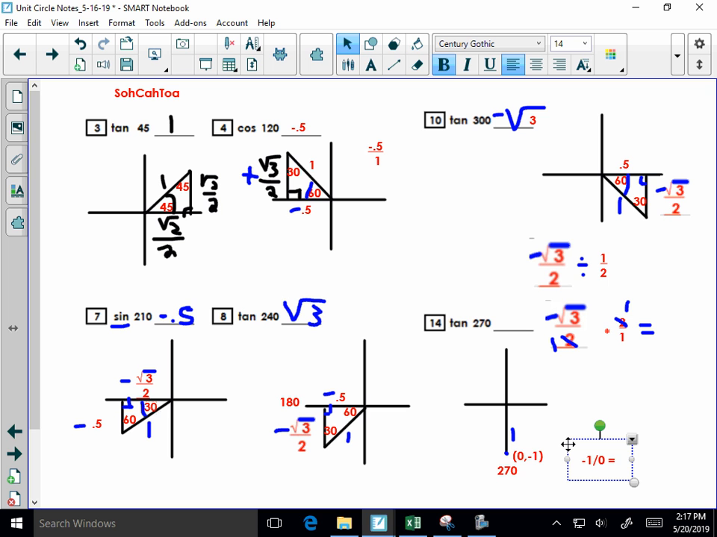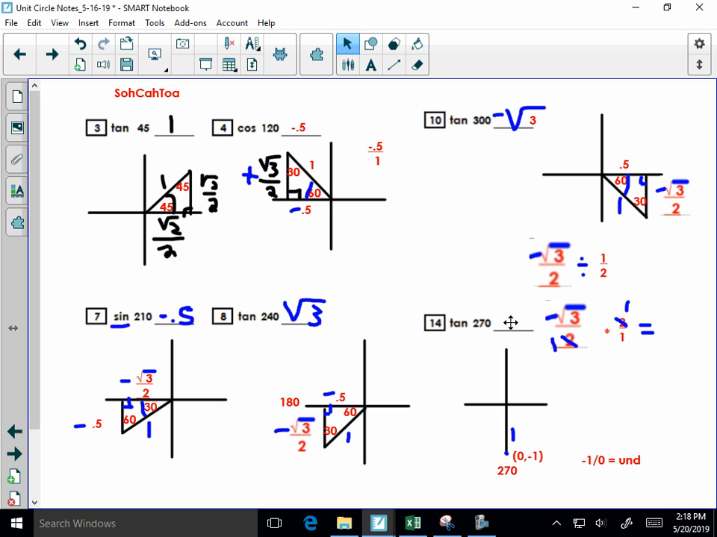1 divided by 0? It's not negative 1, as some of you just said. It's not 0, as some of you just said. You cannot divide by 0. Anytime you divide by 0, the answer is undefined. So that's our answer for the tangent of 270. So when you put it in your calculator, tangent of 270, you'll get an error message, or it may say undefined. Often it just says error on the TI-84.